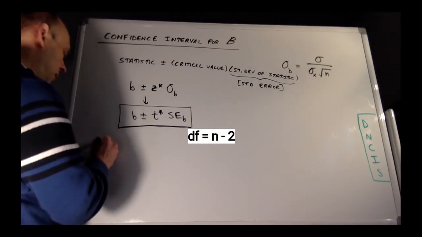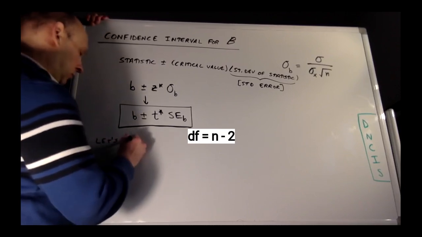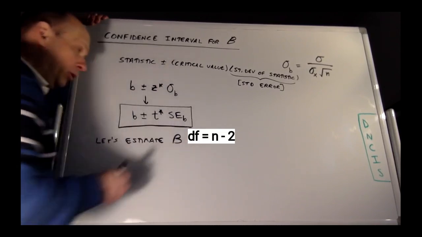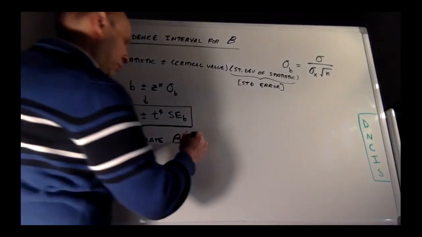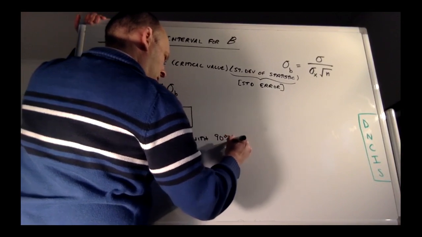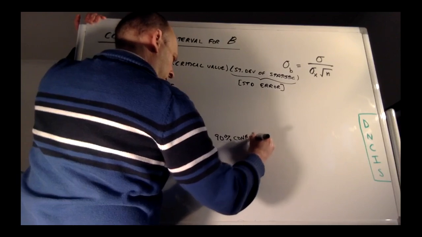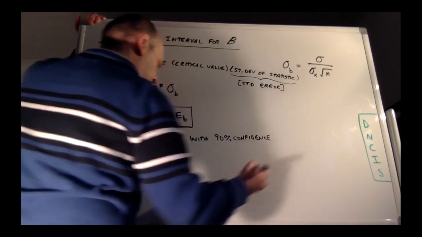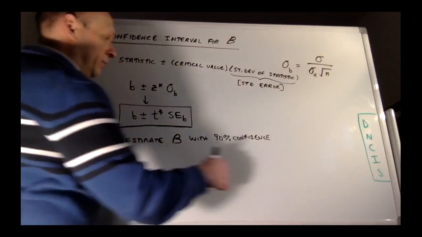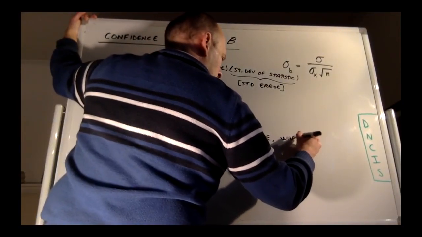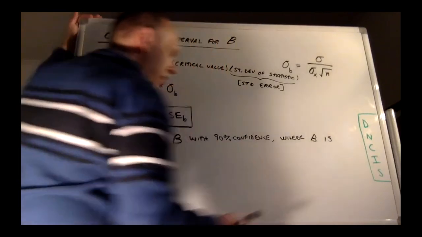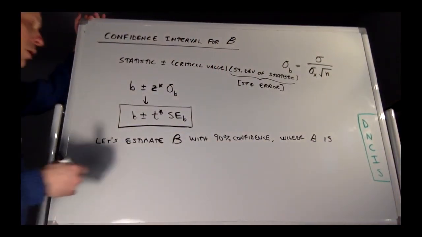We're going to say, let's estimate beta, the true slope of the true regression line. So let's estimate beta. And we'll do it with 90% confidence. So there you are stating the confidence level. We're going to use 90%. So let's estimate beta with 90% confidence. And of course, now we have to define the parameter, define beta. So where beta is, and we'll define it this way, the slope of the true regression line.